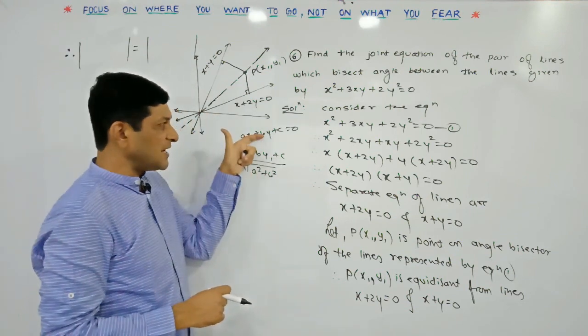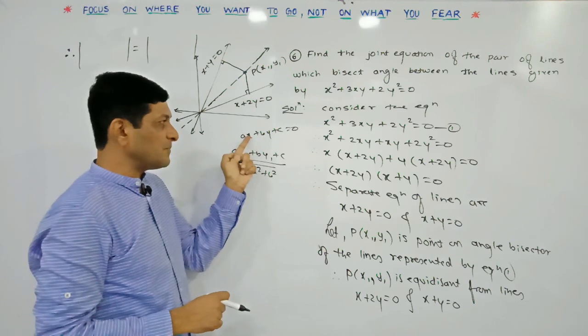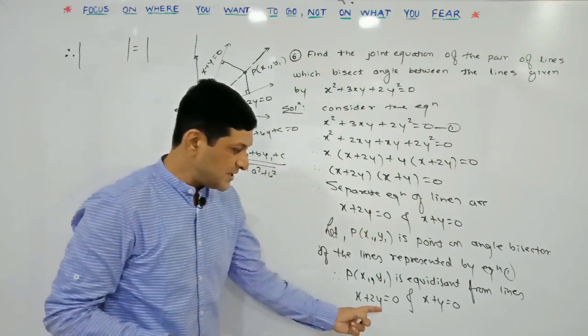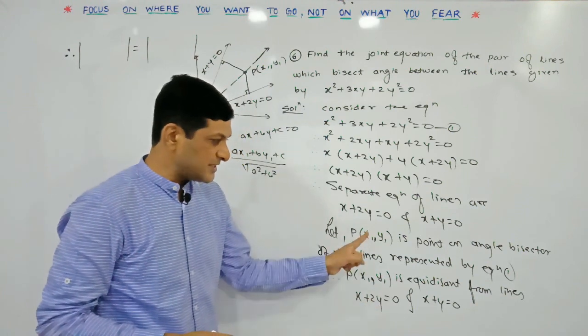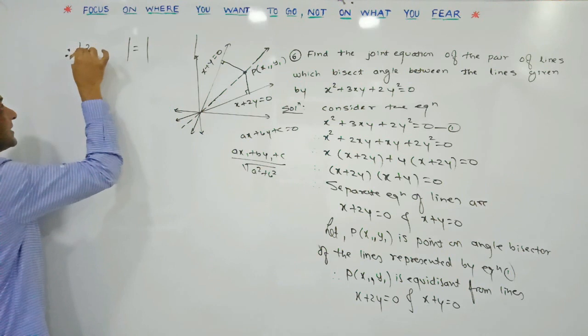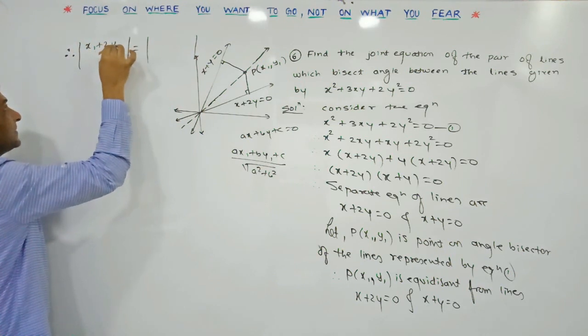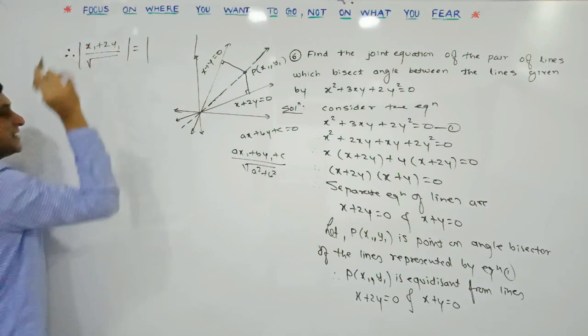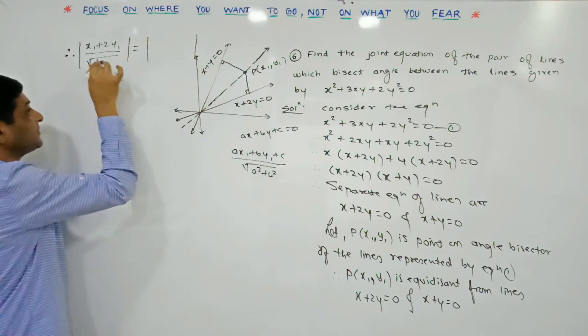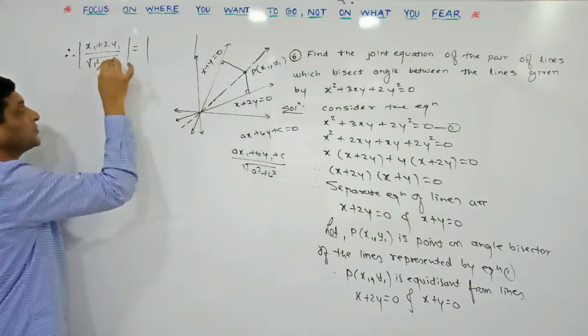In short, just write down the same equation in the numerator, replace x by the x coordinate and y by the y coordinate. So write down the same equation in the numerator, only replace x by x1 and y by y1. So here we will get (x1 + 2y1) divided by under root a square plus b square. A means coefficient of x, that is 1 square, plus b square, b means 2 square.